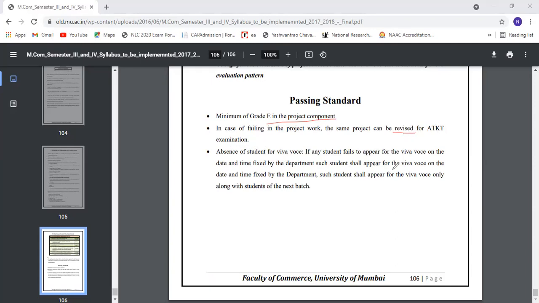If you fail to submit the project report, the same project can be revised for the ATKT examination. In the ATKT examination you will have to submit it again, without fail. Okay, so the thing is very clear. Please complete your project report on time so I can conduct your examinations also.